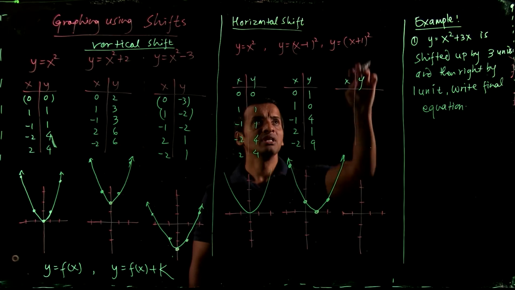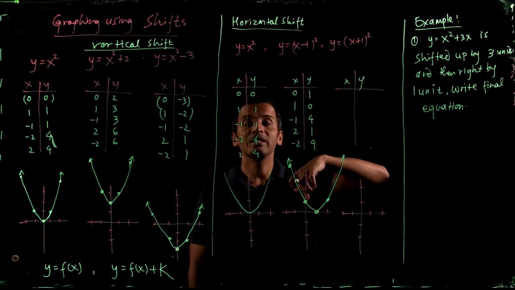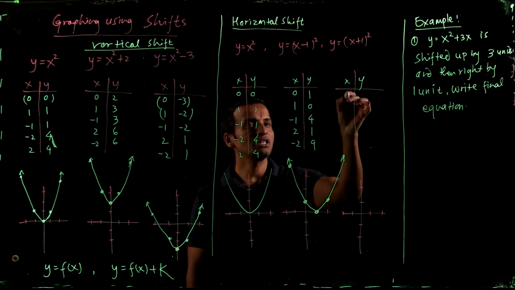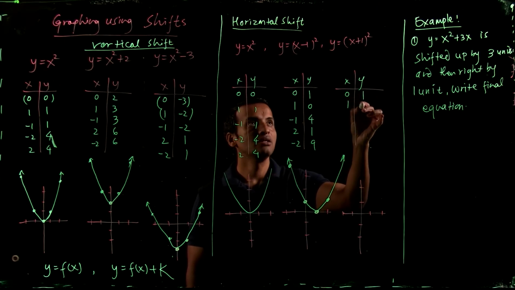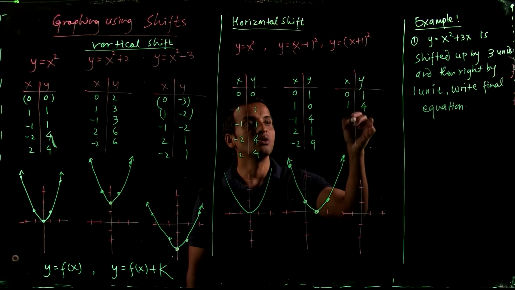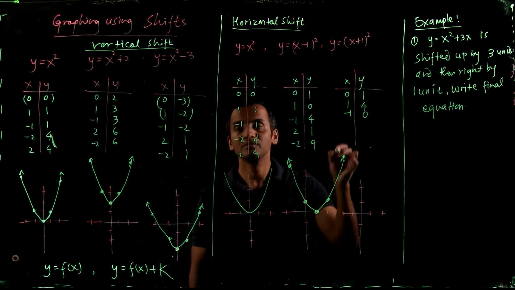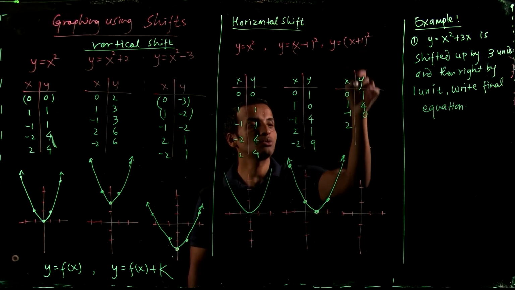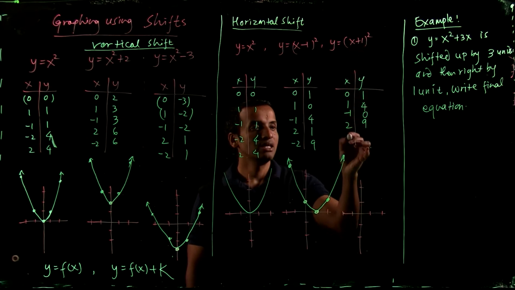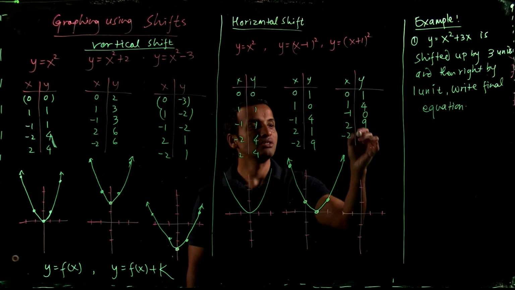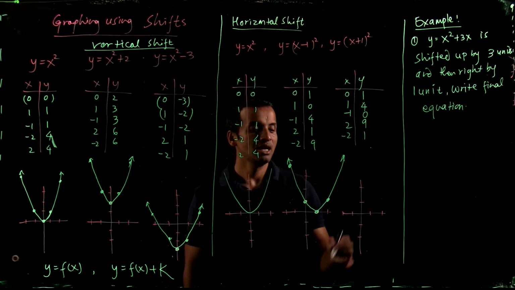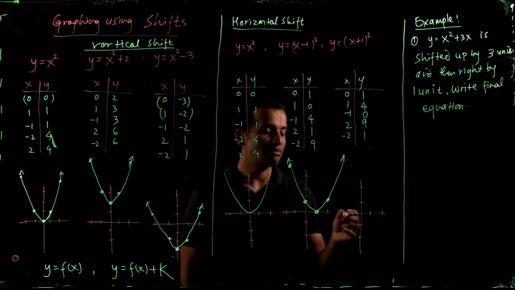Okay, so how about adding 1 on x? So let's plug in 0, you'll get 1. Let's plug in 1, you'll get 1 plus 1 squared is 4. Let's plug in a negative 1, you'll get 0. Right? Let's plug in 2. 2 plus 1 squared is 9. Let's plug in negative 2. That will be just 1. Did you see that? And if you graph it, how does that graph look like?